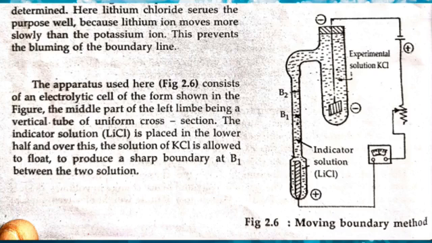Okay friends. The apparatus used here, you can see, consists of an electrolytic cell of the form shown in the figure. The middle part of the left limb is a vertical tube of uniform cross section, so the width and cross section will be the same.